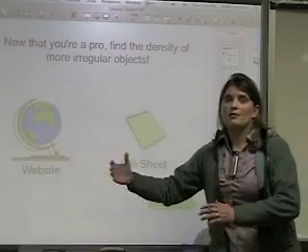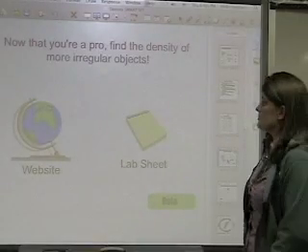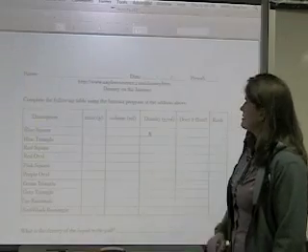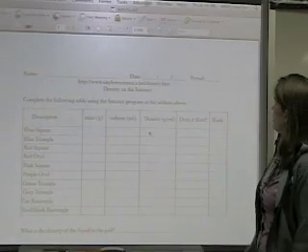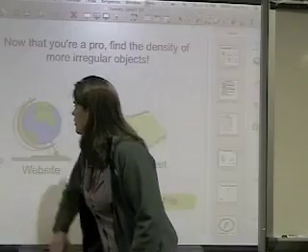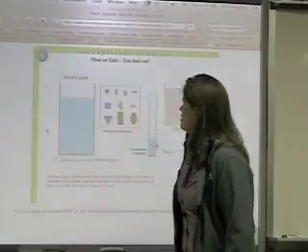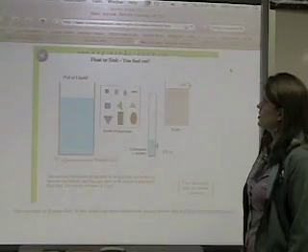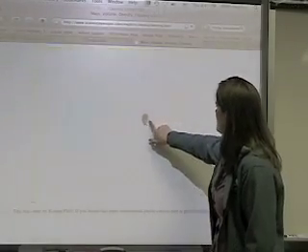And then from there, we'll go outside of Notebook to a website for them to be able to continue their investigation. This is accompanied by a lab sheet, which I have linked to our Notebook file. And the website takes them to the simulation that's online. And so the students are able to practice finding density.